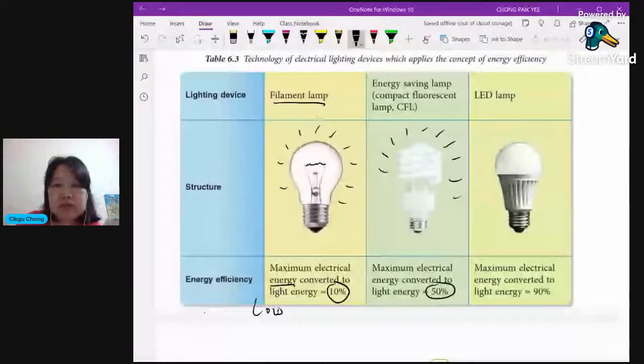Now we have had this LED lamp for a long time. The LED lamp is even more efficient because of the conversion: I give 100 joule, it can use that 90 joule to convert into light energy.